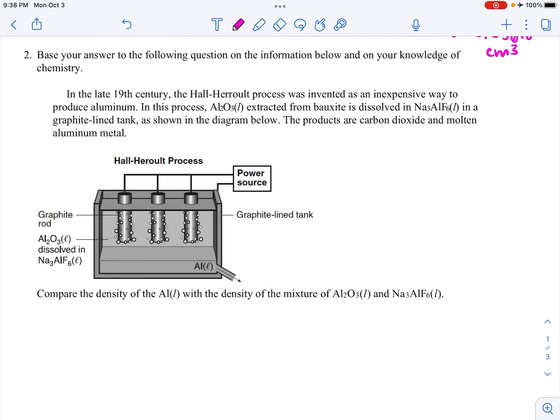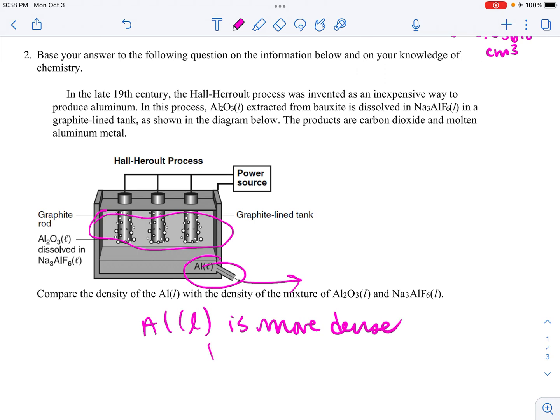It says compare the density of aluminum liquid with the density of the mixture of aluminum oxide and whatever that's called. Okay, so it looks like the mixture is up here, and it looks like the liquid is sinking out. So if the aluminum liquid is sinking out, aluminum liquid is more dense than the mixture. And you can tell because this process is undergoing and the aluminum sinks out. All right.